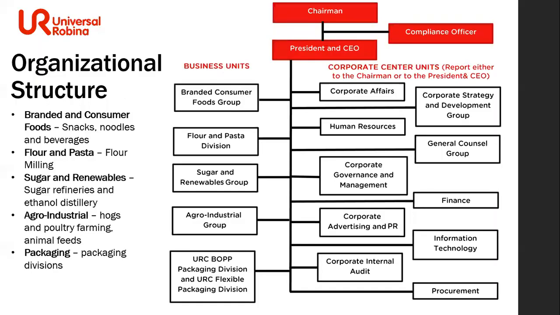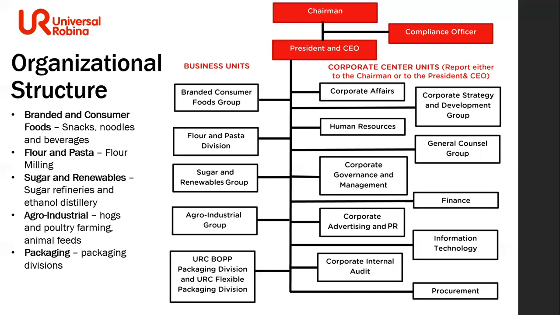So this is the organizational structure of URC. Okay. So just for you to be familiarized, so there's the chairman, president, and CEO, and then URC has business units. Okay. So ano-ano yung business units nila? Branded and consumer foods. So yun yung snacks, noodles, and beverages. Flour and pasta, they have a flour business. May milling business ang URC. Matagal na yung milling business na yan. Sugar and renewables, sugar refineries and ethanol distillery are all combined. Kasi yung sugar, pag nagawa na, meron yung mga byproduct. The byproduct pwedeng gawing ethanol. Okay?